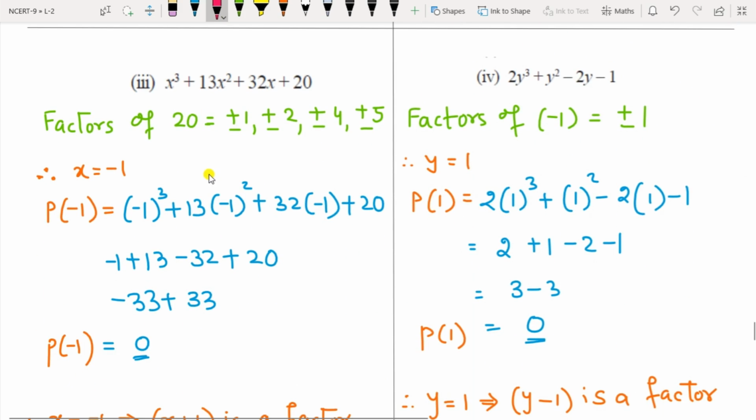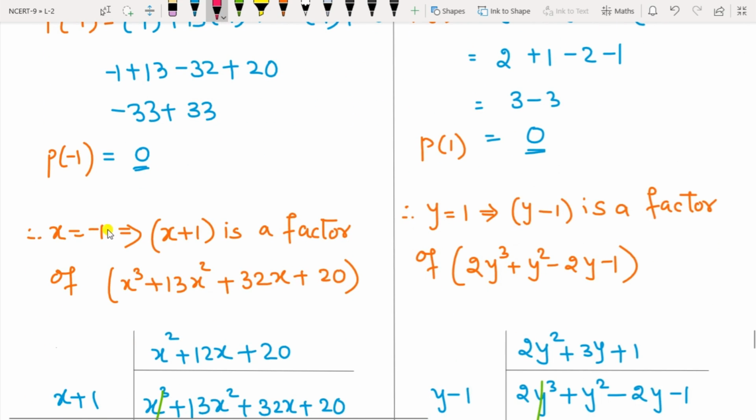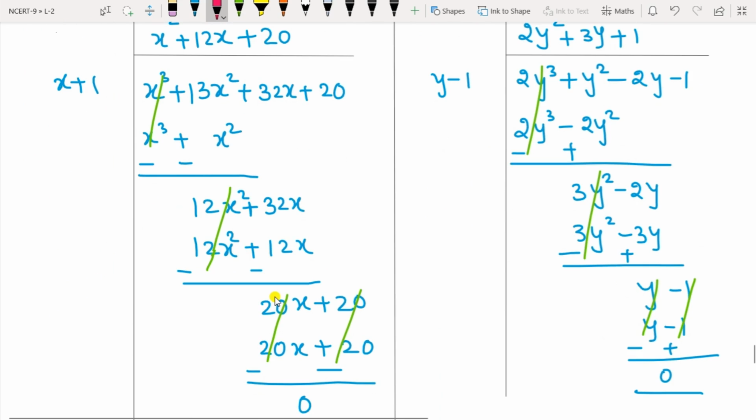Similarly, for this case the constant is 20. So factors of 20 are plus minus 1, plus minus 2, plus minus 4 and plus minus 5. So we will try with minus 1 here. For x equal to minus 1, you get it as 0. So since x equal to minus 1, minus 1 will go this side. So x plus 1 is a factor of this p(x). Then do the division. So you get here x square plus 12x plus 20 as the another factor.